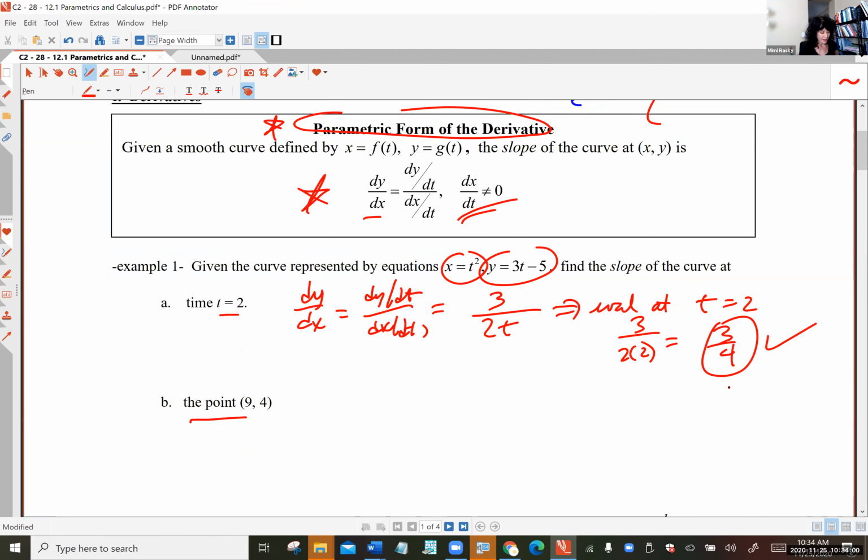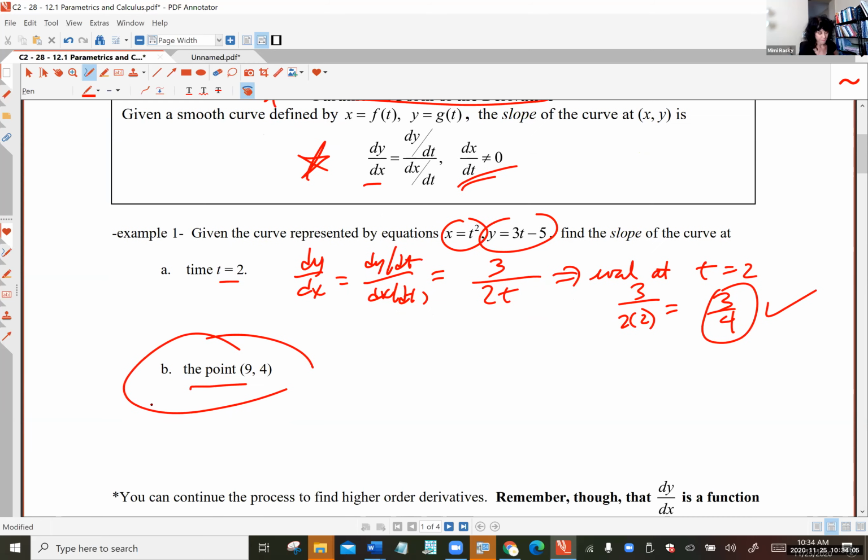Great. Now, what about if they want the slope at the point? Now, this one's tricky. Why is it tricky? Because they're not giving you the time. And I hope you notice that this slope that we got, you need the time t in order to figure out your slope. So here, they're just giving you a location.